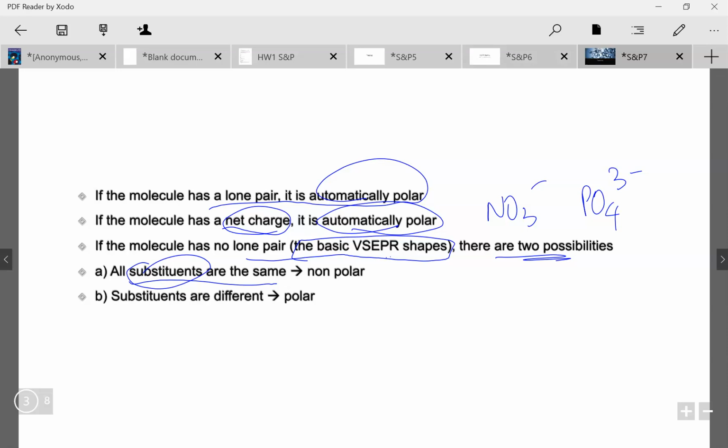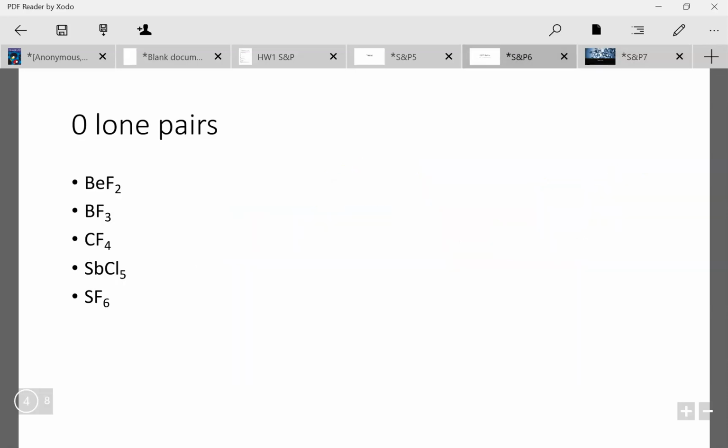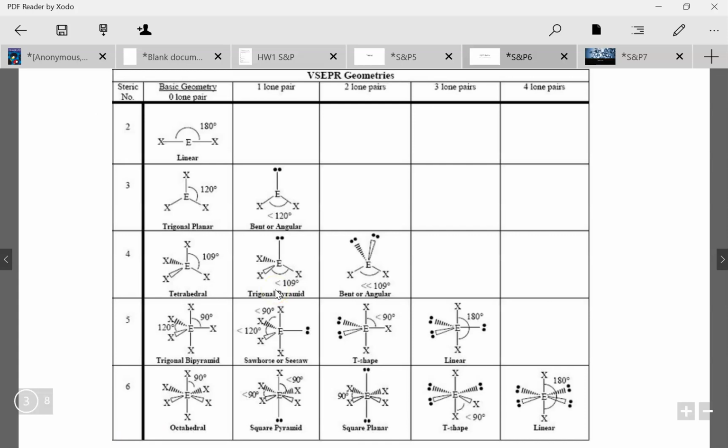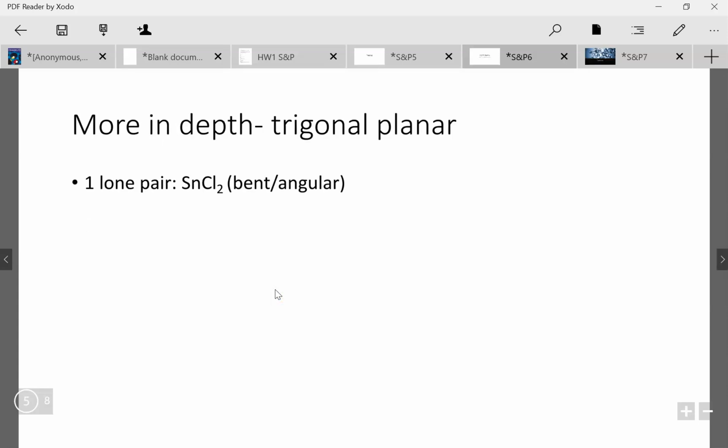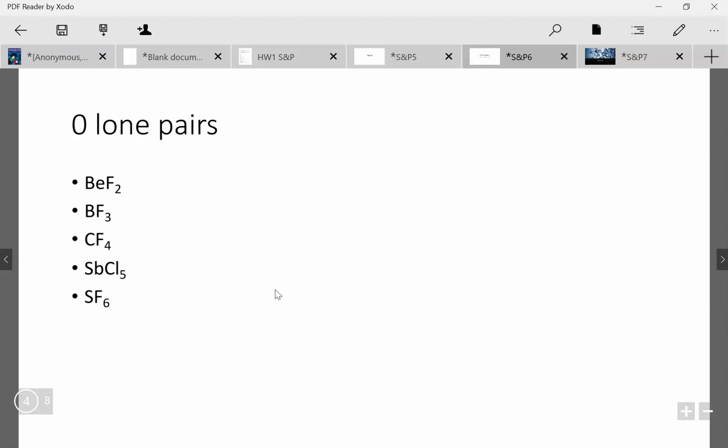So if we go back to our VSEPR shapes, was it this one? Yes, it was this one. Okay, in class we went through it in a different way. We'll do these first because this is how I prefer to learn it. Again, it's really up to you.